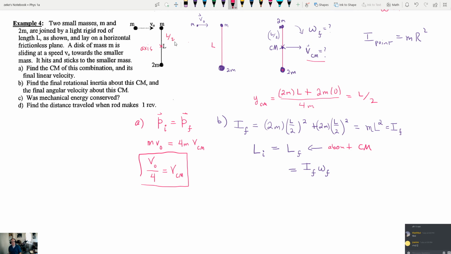So since this is L over 2, my initial is going to be m v initial times L over 2. This is kind of confusing, and we're going to do harder problems, too. So if you don't understand what I just did, now would be a really good time to ask, because pretty soon we're going to look at problems where the center of mass is not right in the middle, and it gets even trickier.